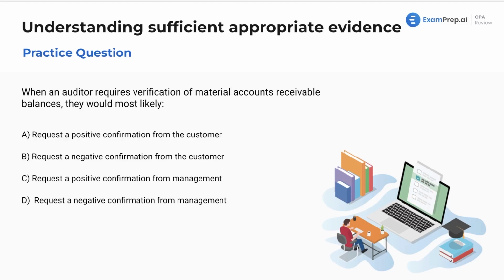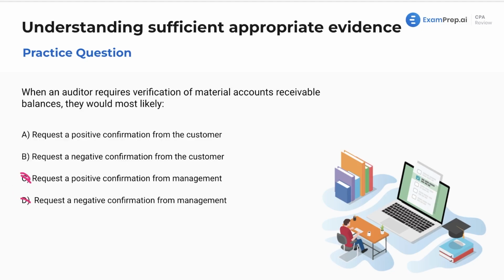When an audit requires verification of material accounts receivable balances, what would they most likely do? All right, well, we've got positive and negative confirmations from management and from customers. So right off the bat, we're going to say no to any of the management options. Why is that? Well, as we discussed in a prior question, we want evidence that is as far away from the client as possible. That way they have as little possibility of influencing it as possible. So we don't want anything to do with management. Reason being, we have options for customers, so it's likely going to be letter A or B.